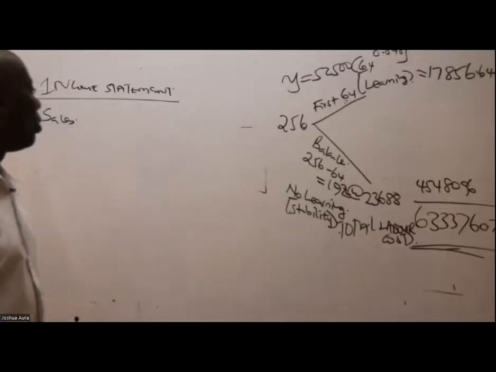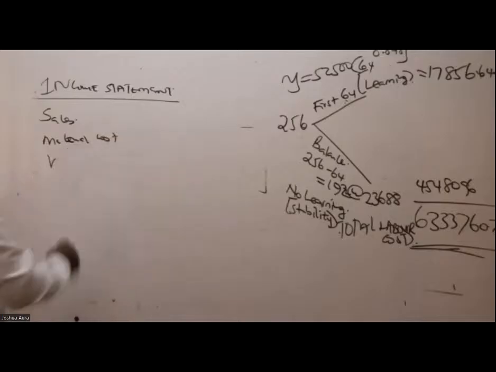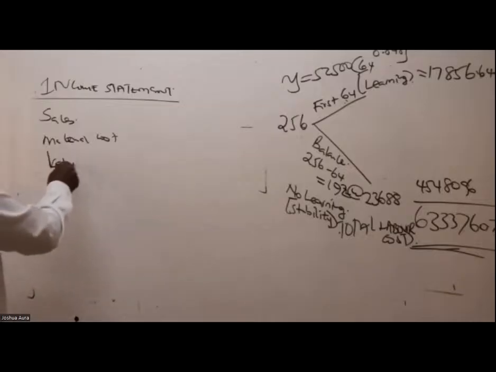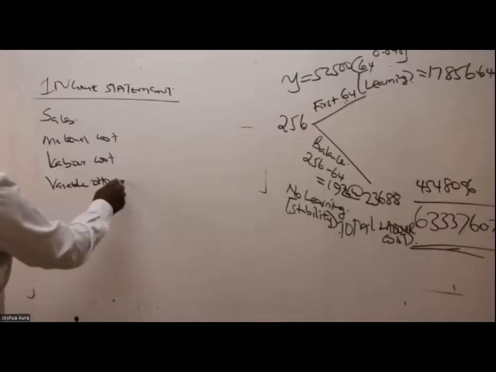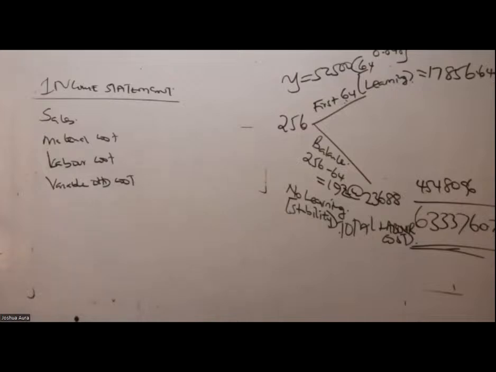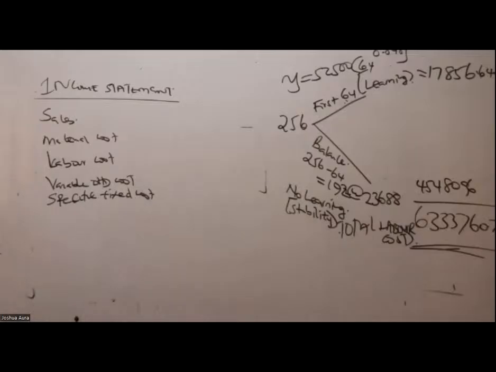We have material cost, a variable material cost. After material cost, we have labor cost. After labor cost, we have variable overhead cost. After that, we have a fixed cost, specific fixed cost. And then, of course, you should be able now to give us a net profit.